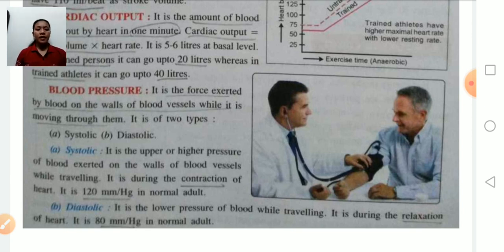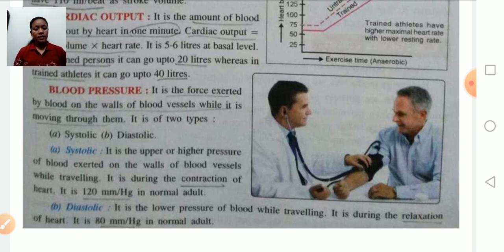What is blood pressure? It is the pressure exerted by the blood on the wall of the blood vessel while it moves through them. There are two types: systolic and diastolic. Systolic means during contraction of the heart, and diastolic is during relaxation of the heart. During contraction, the maximum, highest pressure of blood is exerted on the wall of the blood vessel.